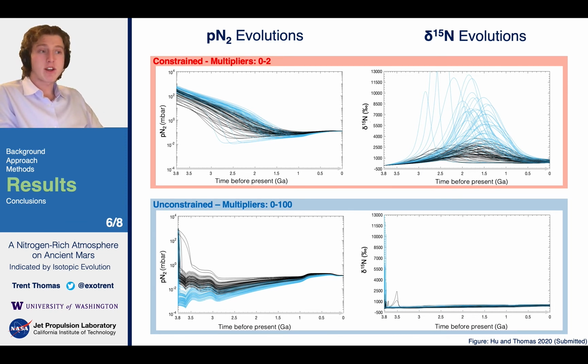Additionally, when looking at the right column, which shows the delta N15 evolutions, we can predict a measurement that will help determine the true path that N2 followed. Because the two solution types differ so greatly in the middle of their evolution, a measurement of delta N15 from around 2 GA, somewhere in the middle here, may illuminate the actual correct pathway.